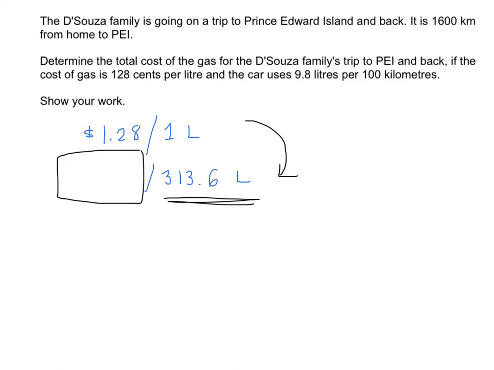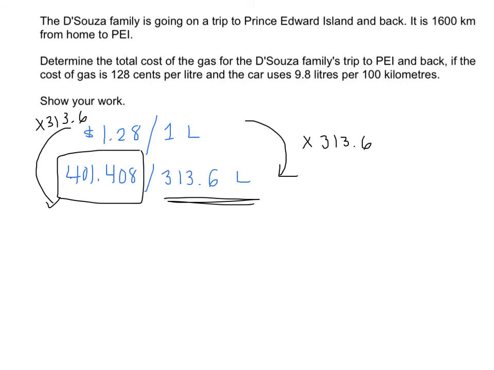Well, because this is proportional, we know that it has to be related by multiplication or division. So 1 times 313.6 will give us 313.6. What do you think we need to do to the first term? Well, if we multiplied the second term by 313.6, we need to multiply the first term by 313.6 as well. 1.28 multiplied by 313.6 gives us 401.408. But what is this rounded to the nearest cent?